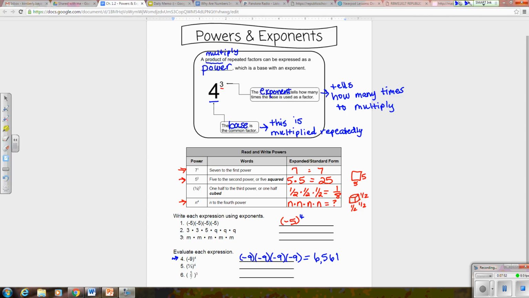You try 2 and 3, and then you also try 5 and 6. Use these examples up here to help you, and you can use your calculators.